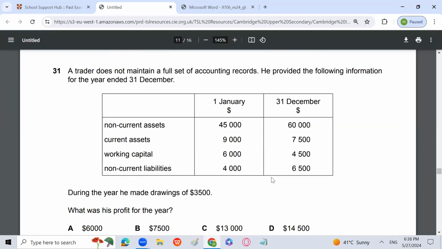So closing capital 60,000 plus 7,500. Working capital is given and 6,500 will also be given. Let me calculate it for you because that is a little difficult. You will not use current assets. Why, sir? Because we have not been given current liability. So the problem is this, you have to use working capital over here. So non-current assets plus working capital.